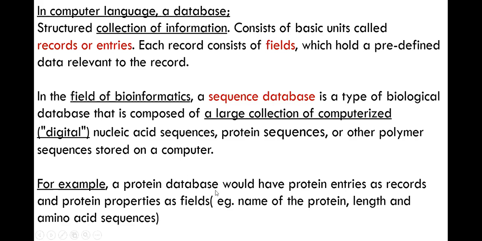An example of a protein database would have protein entries. For example, you're talking about records or entries here: protein entries as records and protein properties as fields. What are the fields in terms of a protein database? You can call the name of the protein, the length of the amino acid sequence, the structure of the protein, anything, the three-dimensional structure, what the annotation of the protein is. You can study any post-translational modification of the protein. You can take any field, taking a protein as a record and its properties as fields. That is a fundamental understanding of a biological database, with protein data as an example.